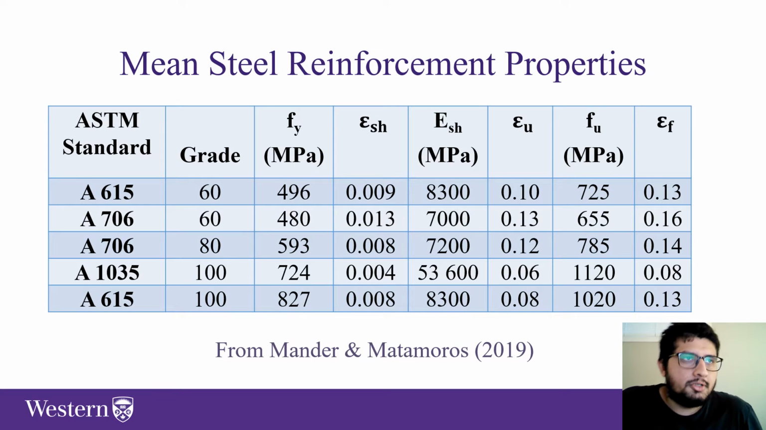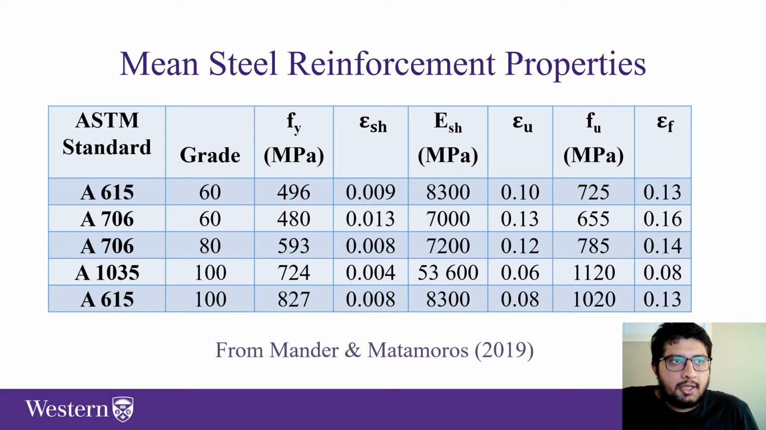This table is showing the mean mechanical steel reinforcement properties for the different steel grades that were investigated in this chapter, which include A23.3 grade 60 and 100, A706 grade 60 and 80, and A1035 grade 100.